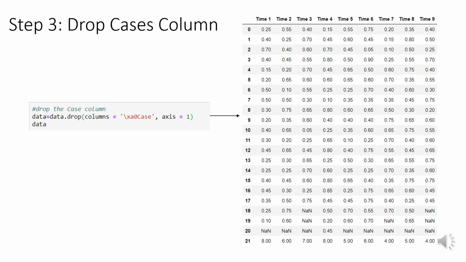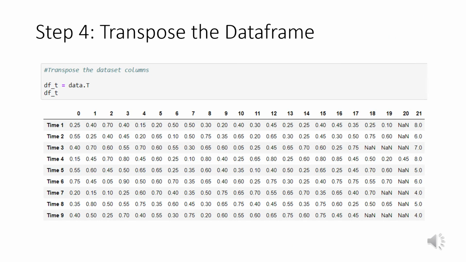In this step, we're dropping the cases column, and the table on the right is the resulting output. To continue working with this data, we need to transpose it. So in this step, we're transposing the data frame using data.T and putting that data frame into the df_t new data frame.